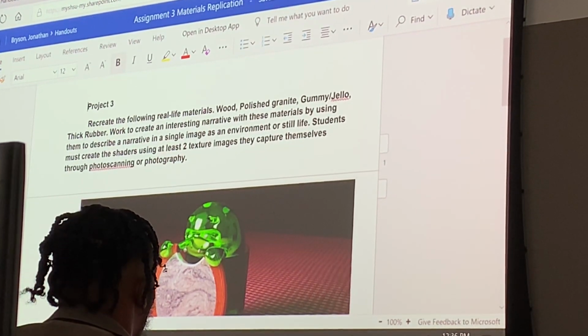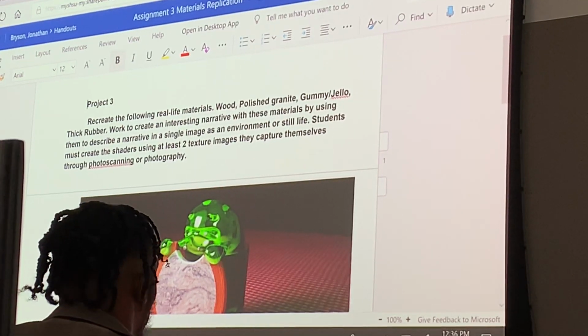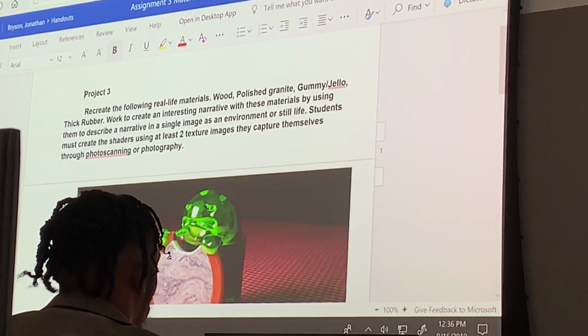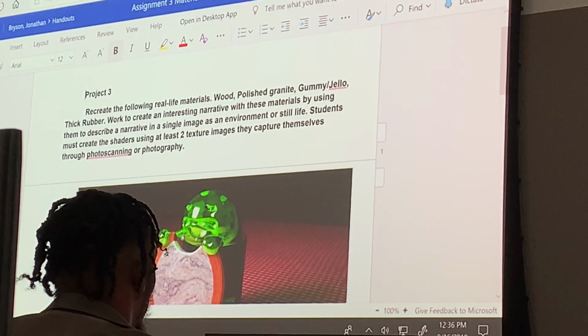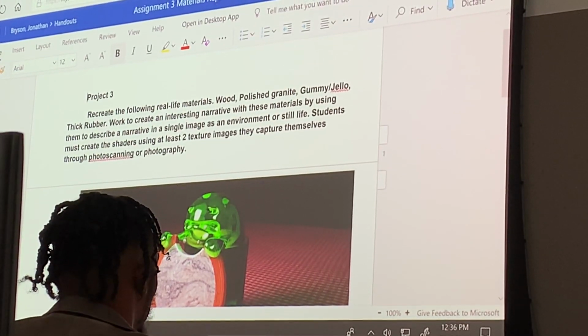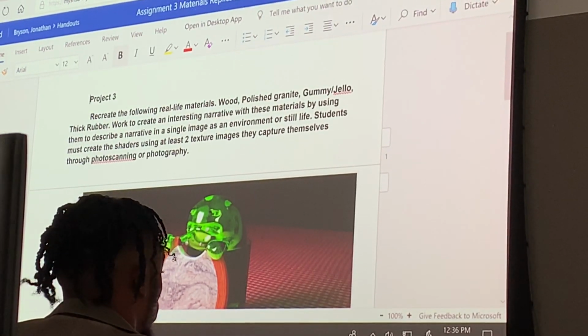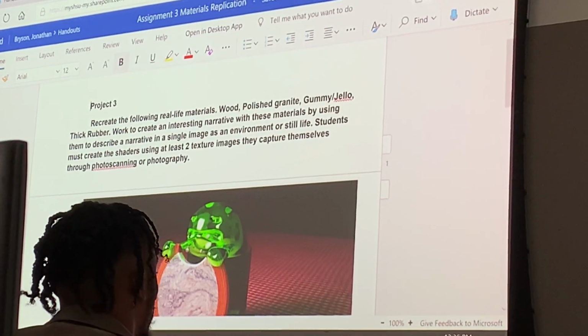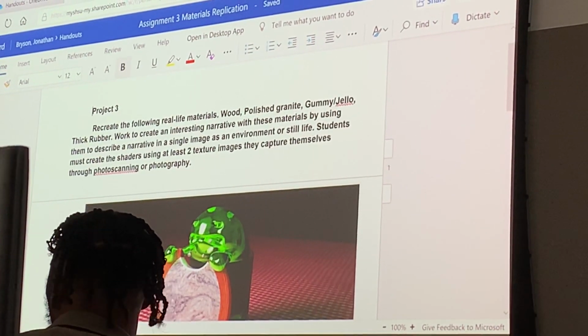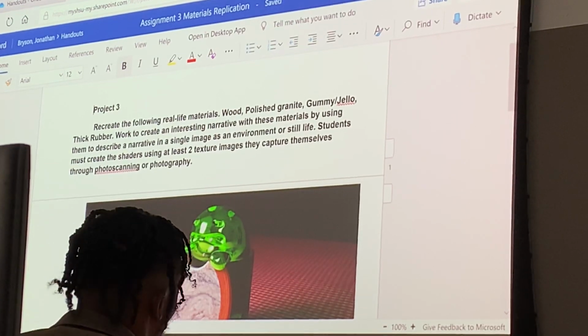Does anyone know what might be made out of thick rubber? Tire, erasers, hockey puck. What? A hockey puck. Oh, I thought you said a pocketbook. Hockey puck. Is a hockey puck made out of rubber? I have no idea. Okay.